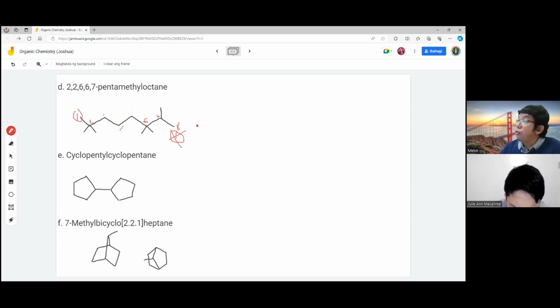So actually, ang question naman dito ay kung tama ba yung pagdrawing. So tama yan. Cyclopentyl cyclopentane. Correct. This is the illustration. And then 7-methylbicyclo[2.2.1]heptane. This is also correct, no? So 1, 2, then dito yung 1. Then you have a methyl group at carbon 7. So this will be the numbering: 1, 2, 3, 4, and then you have a fifth one here, then the 6, and then this is the 7.